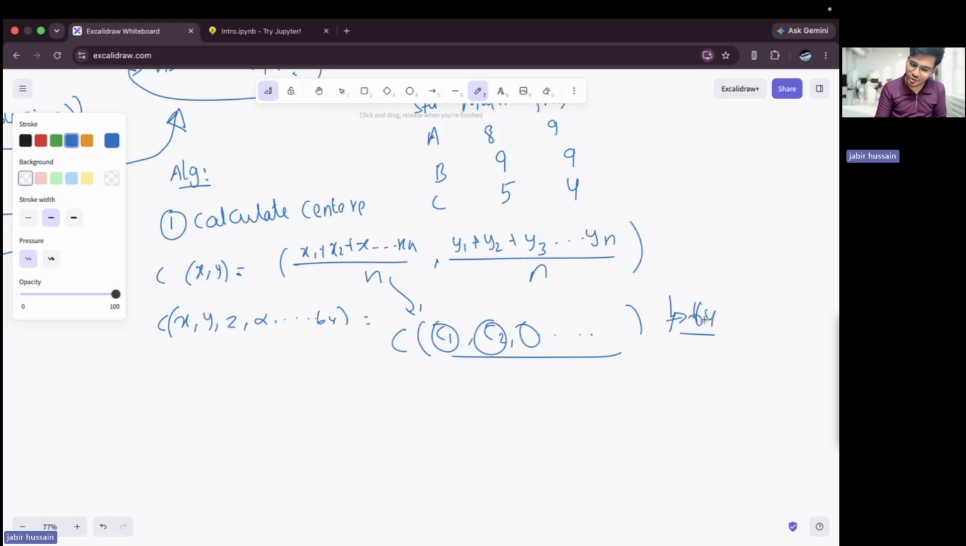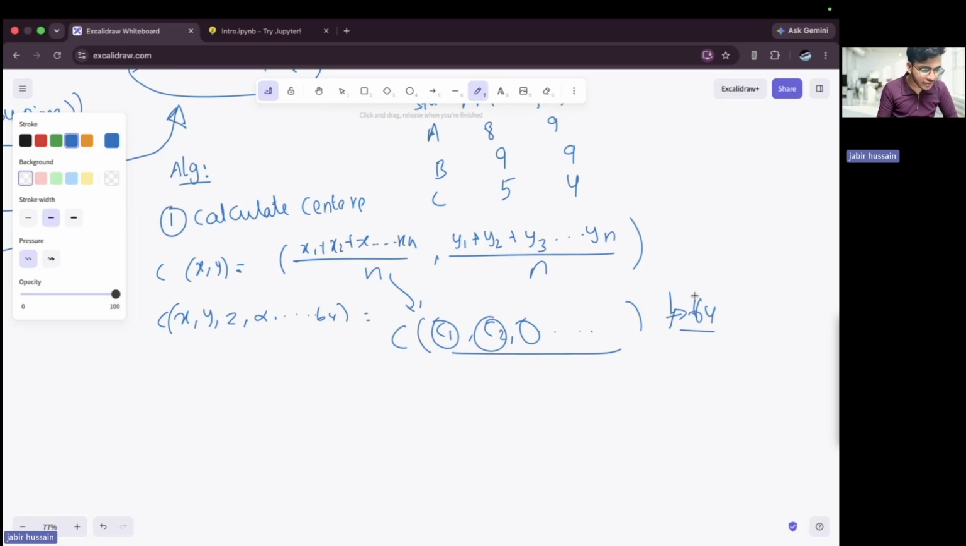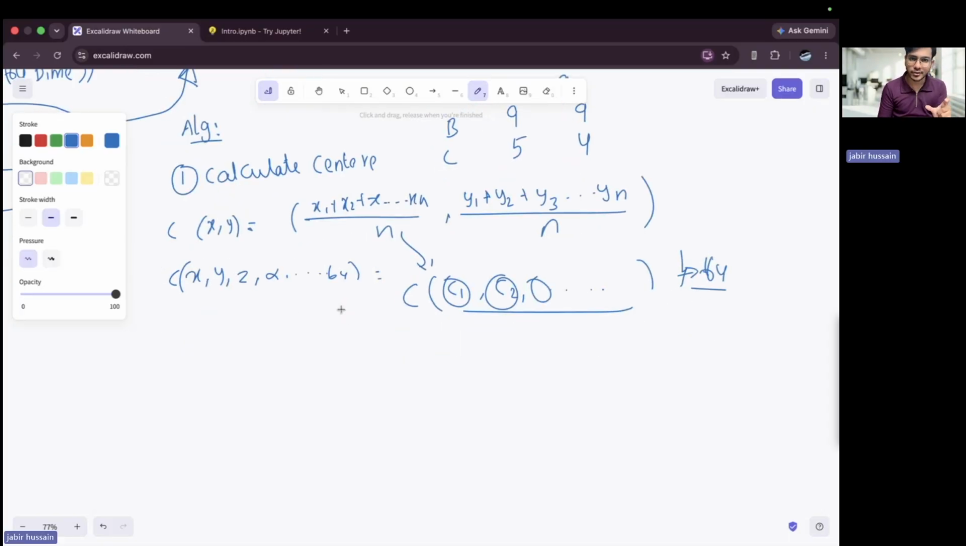So if you see the formula, you don't have to actually visualize it. Just put the values here, and no matter how many dimensions there are, you can easily get the center. So the first method is we calculate the center.